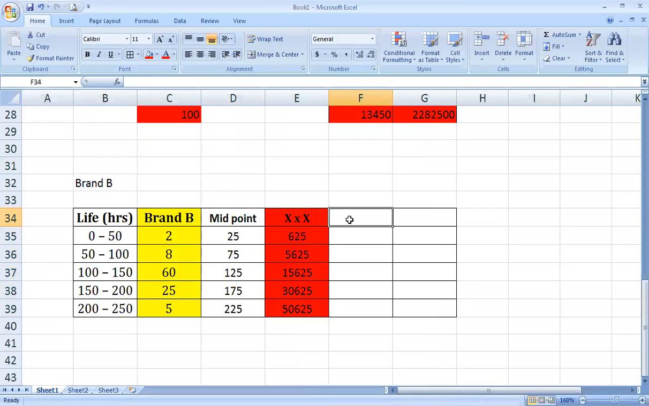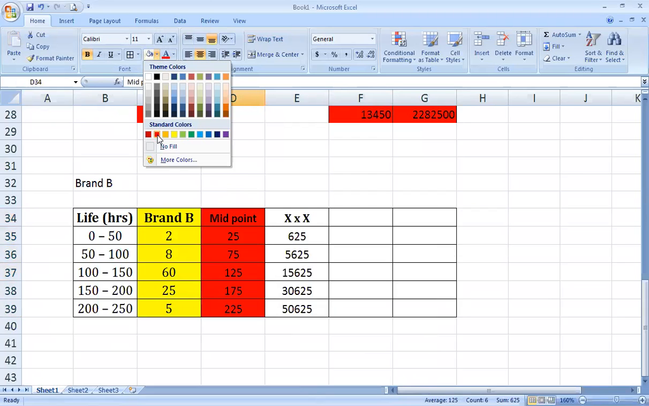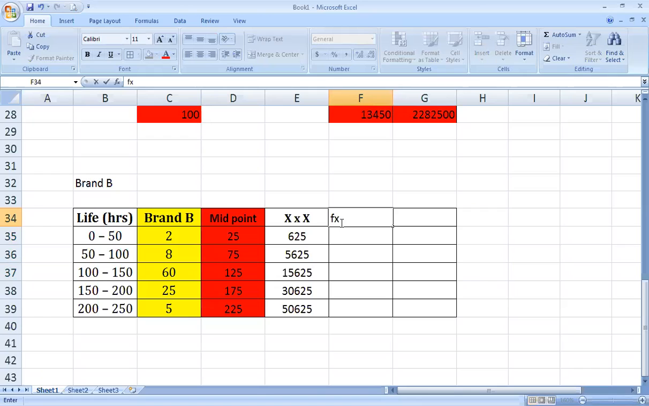First we will go for fx. This is our f and this is our x midpoint. So what is our fx? That is 2 into 25, that is 50. Then 8 into 75, 600. Then 60 into 125, 7,500. 25 into 175, 4,375. Then 5 into 225, that is 1,125. So this is our fx value.